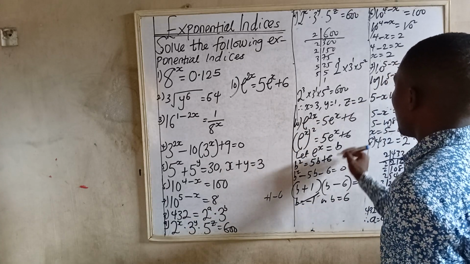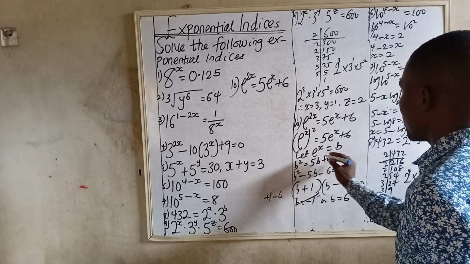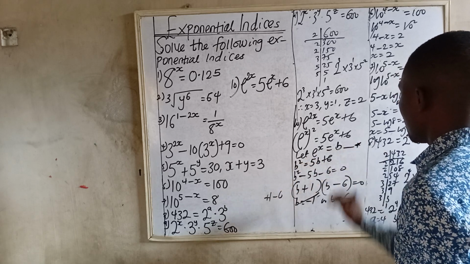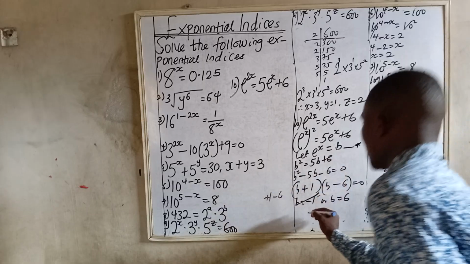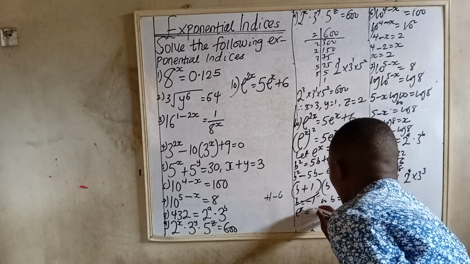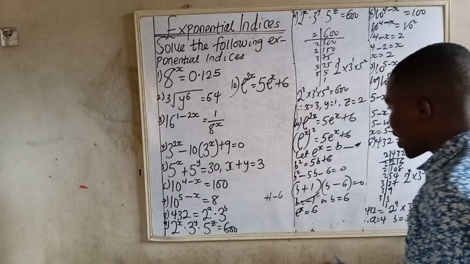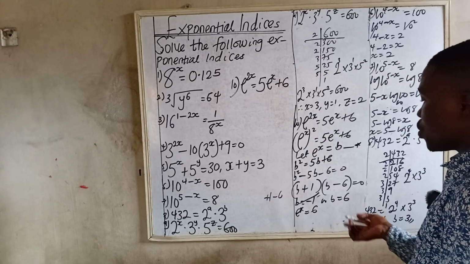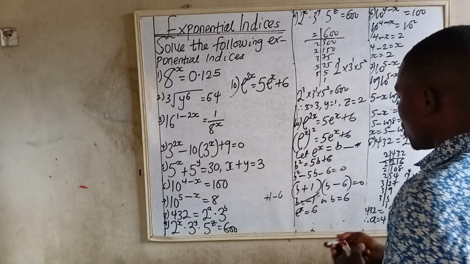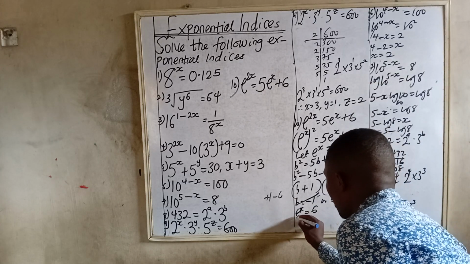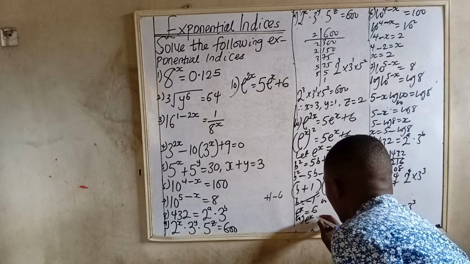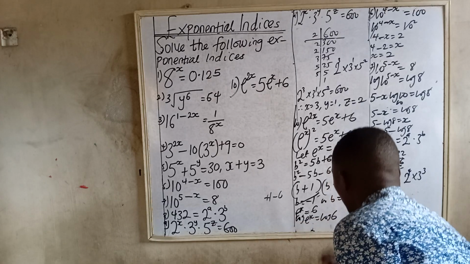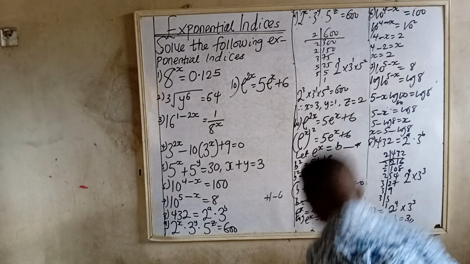So let's go back to where we substituted here. So let's input 6 for b. So e raised to the power x is equal to 6. Now, see, we cannot equate e and 6 to be of the same base. So we introduce log, or log e. So we add log to both sides. So log e to the power x is equal to log 6.